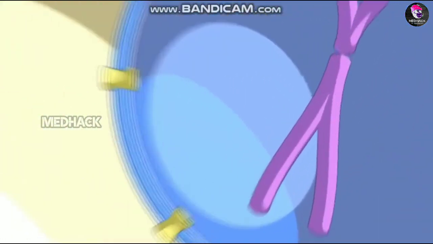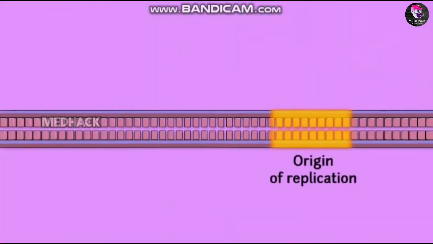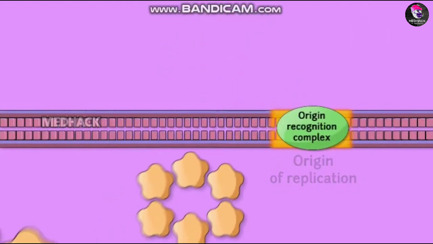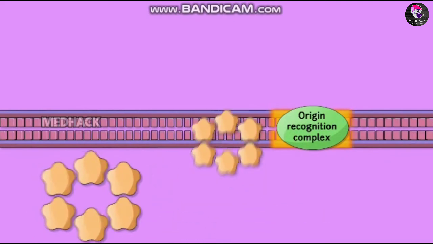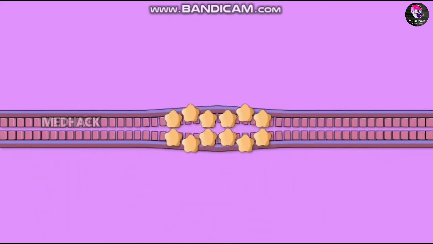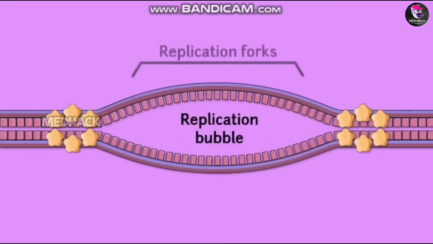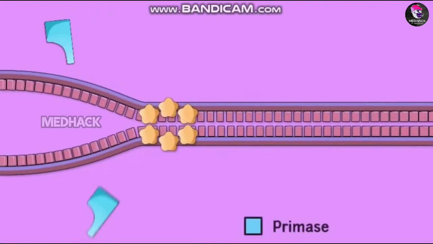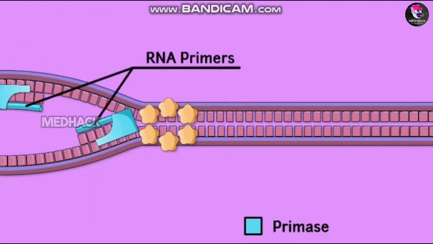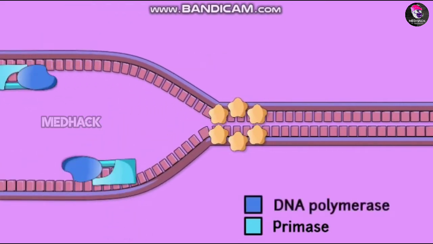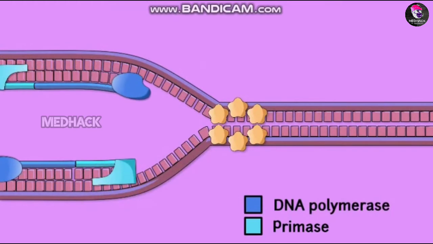This process initiates at an origin of replication to which a recognition complex binds. Helicase is then attracted to the site and separates the strands of DNA, generating a bubble with two forks. Primase also arrives and generates RNA primers, which, as helicase moves, DNA polymerase elongates with new DNA.